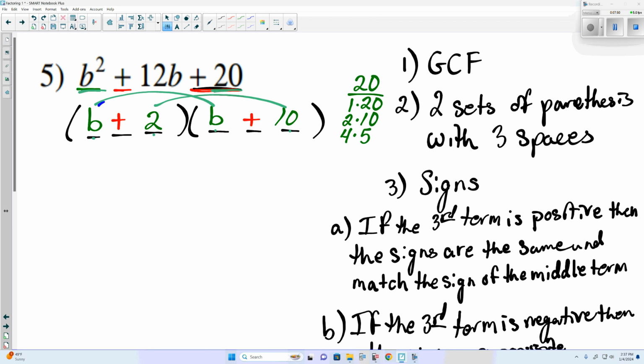Because the main one that's going to change depending on the setup is this here. In this case, our b times 10, which is 10b. And our 2 times b, which is positive 2b. So we get this here. And 10b plus 2b is 12b. Because the main one we're wanting to check and make sure is correct is the middle term. In this case, we need the middle term to be 12b. Is that what we got?